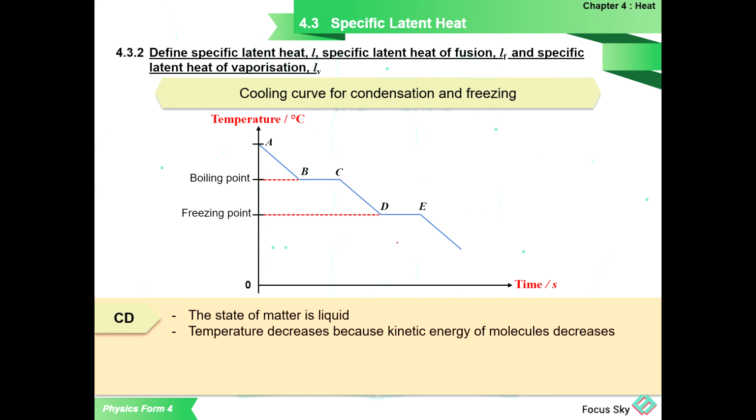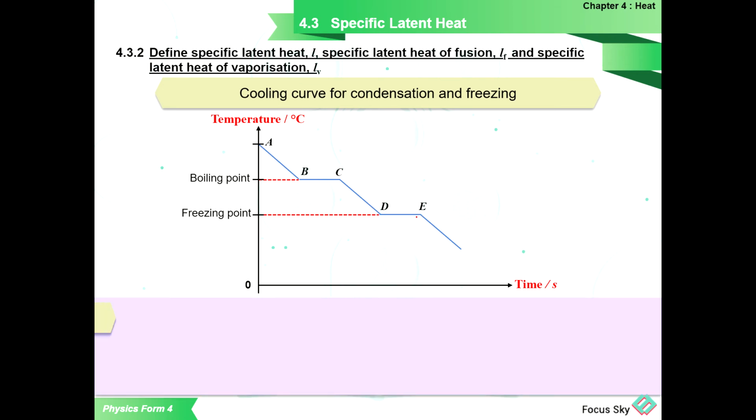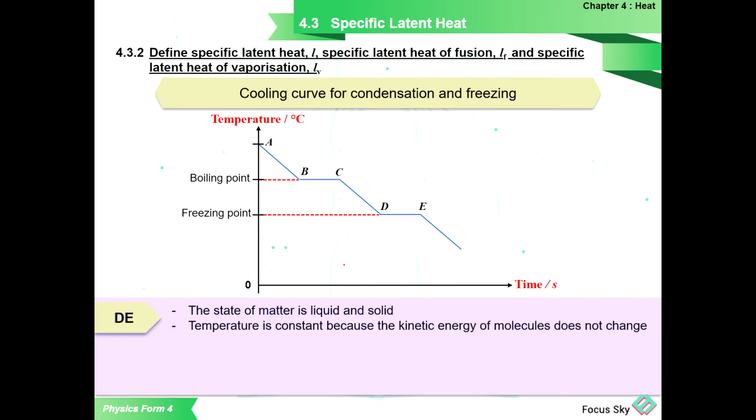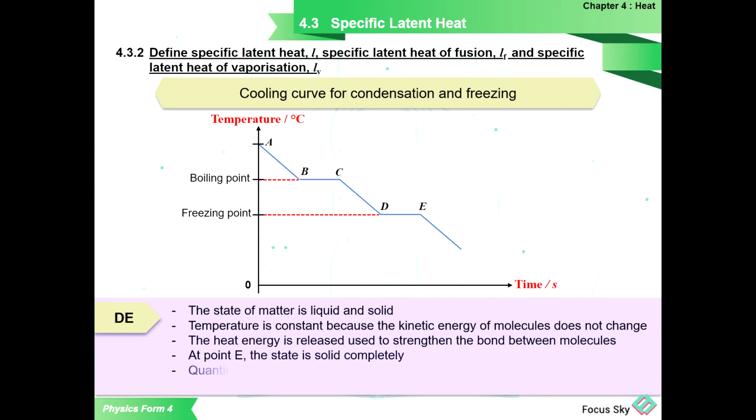Okay, C to D, temperature decrease, kinetic energy decrease, the state of substance remain unchanged until point D. Okay, sampai ke sini, D to E, again, same explanation. State of matter is liquid and solid, temperature is constant because kinetic energy does not change. So, you baca balik yang atas tadi, you reverse the process. So, this part you can, again, find out in your textbook, page 139.